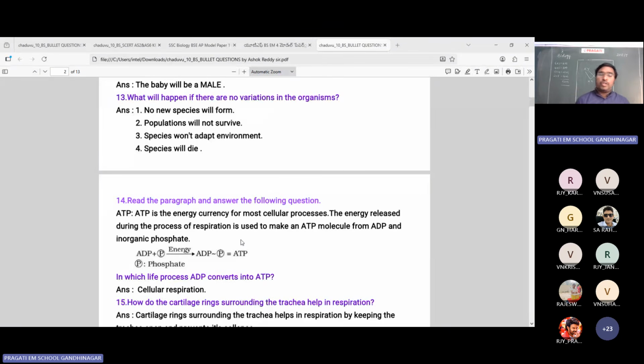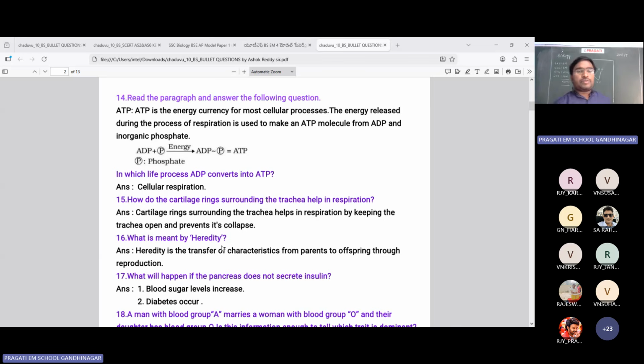Okay. Next, 14th question. Here is the paragraph. It is also one of the repeated questions. It is about ATP, assimilatory power, adenosine triphosphate. So ATP is the energy currency for most cellular processes. The energy released during the process of respiration is used to make an ATP molecule from ADP and inorganic phosphate. See here, this is the equation.